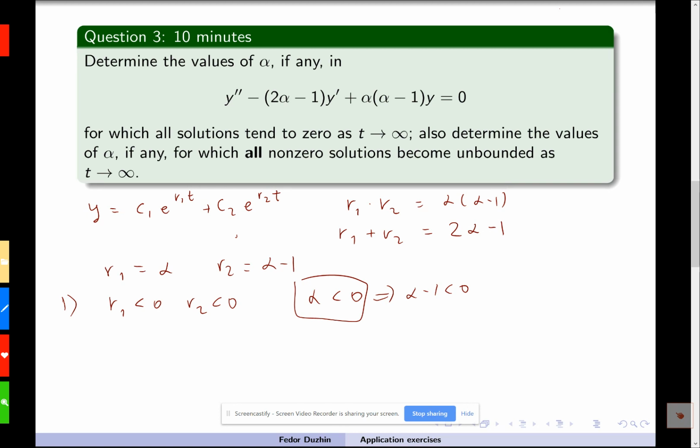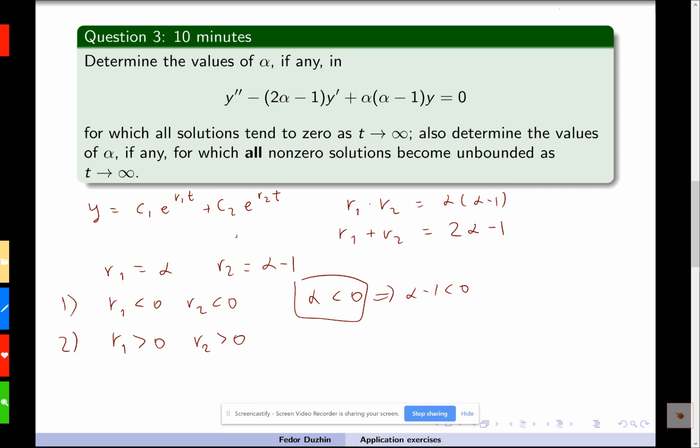Also determine the values of alpha, if any, for which, second question, all non-zero solutions become unbounded as t goes to infinity. So on the contrary, both exponents r1 and r2 should be positive, right? Because if just one of them is negative and the other one is positive, then it is possible that c1 or c2 is 0, so the other c is not 0, and then solutions still approach 0. Okay, so which means that both of them have to be positive.